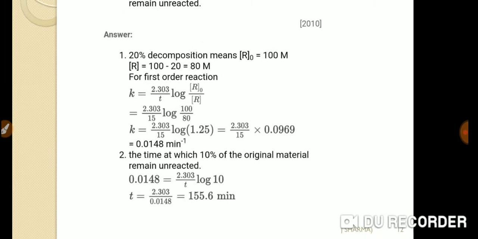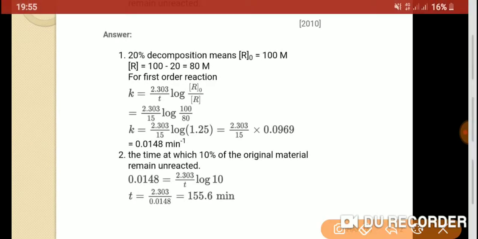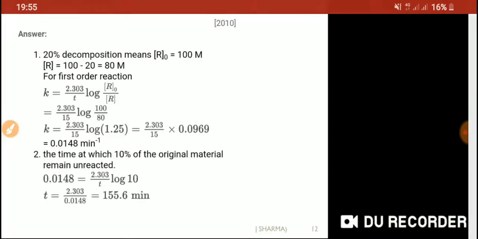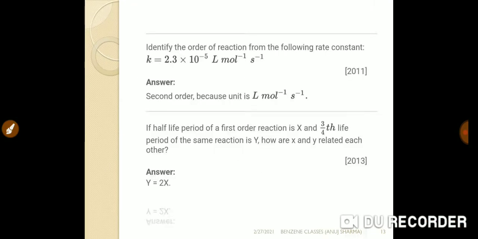The time at which 10% of the original material remains unreacted: the value of k you can determine from the above condition, so put down the value of k directly. 0.0148 equal to 2.303 upon t, because time is asked in the question, times log 10. So you will get t equal to 2.303 upon 0.0148 after transferring the terms from one side to the other. Then you will easily get 155.6 minutes. So this is the answer to the question. Move on to the next slide.